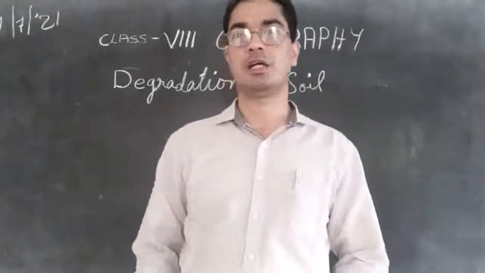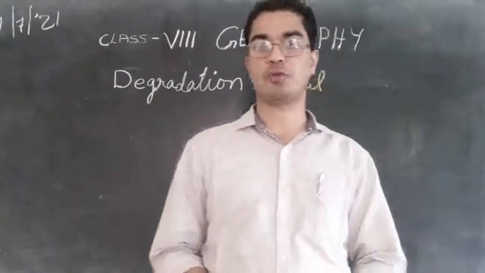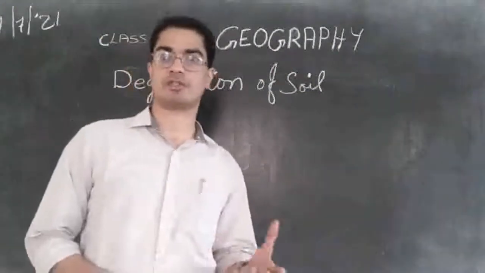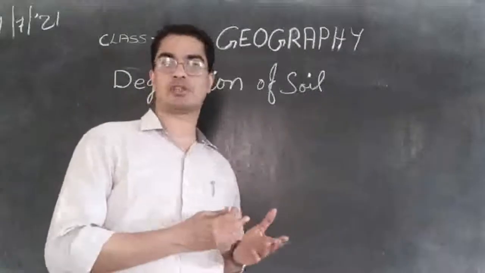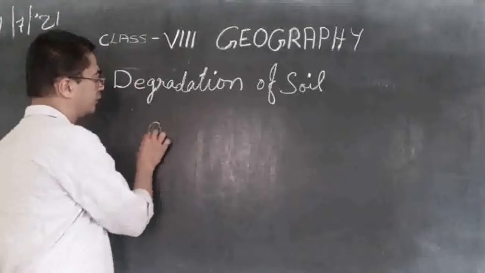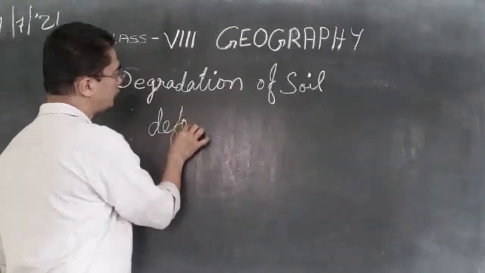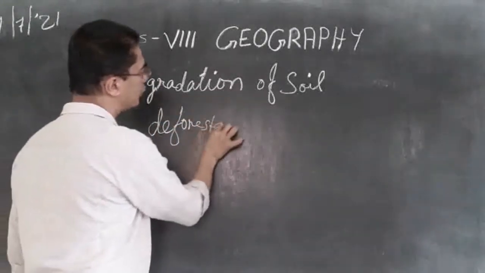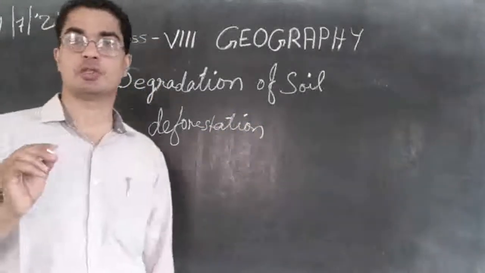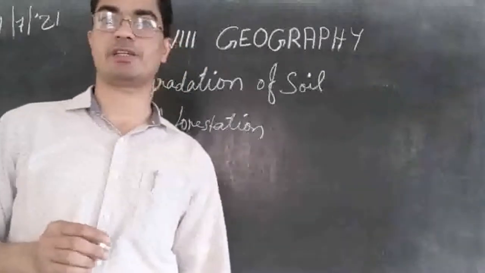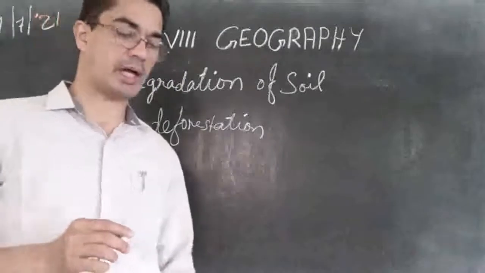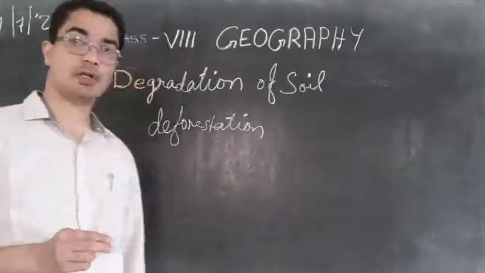First we can see it is deforestation. I hope you know what is deforestation. All of you know what is forest, isn't it? So deforestation means cutting down the trees, cutting down the forest. That's called deforestation. So one factor that leads to soil degradation or soil erosion is deforestation, and another one is overgrazing.